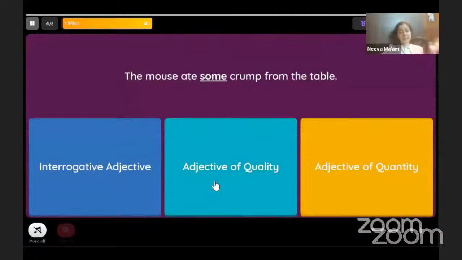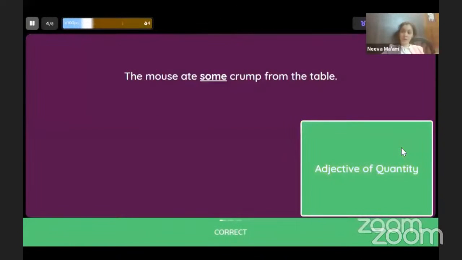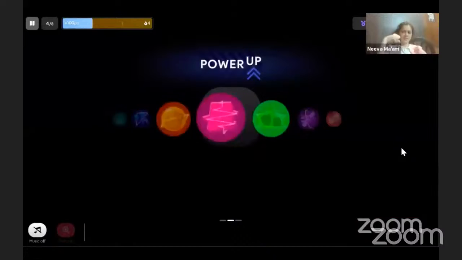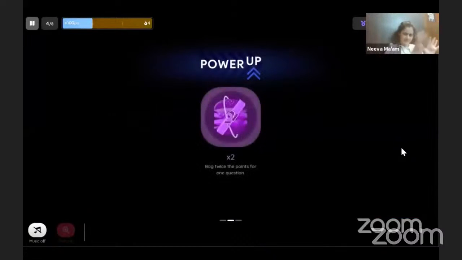The mouse ate some crumb from the table. Okay, what does some stand for? Does it stand for interrogative adjective? Is it adjective of quality or is it adjective of quantity? Some. Of course, it is an adjective, but what type of adjective? It is adjective of quantity because it's not a lot of crumbs, but it is some crumbs. Not a few either, but it's some. Right?